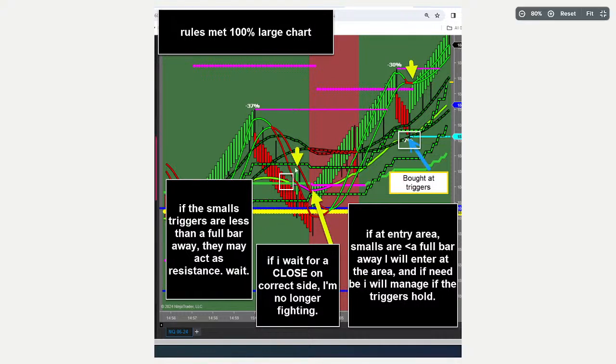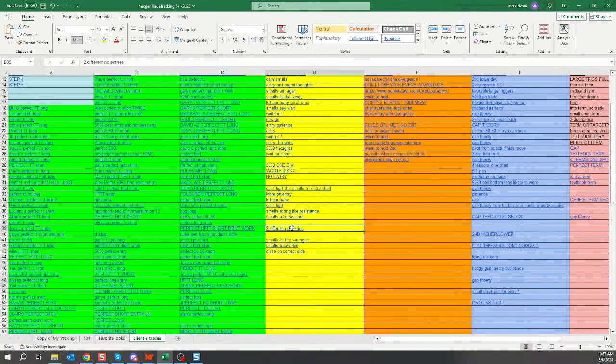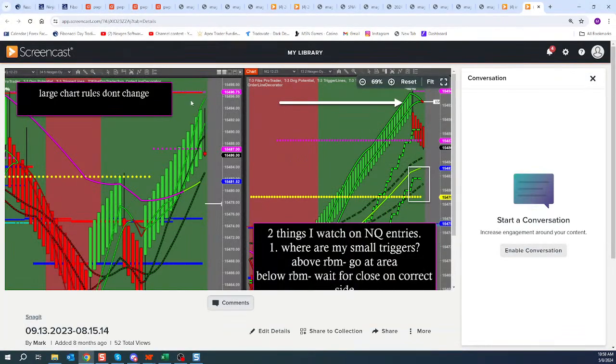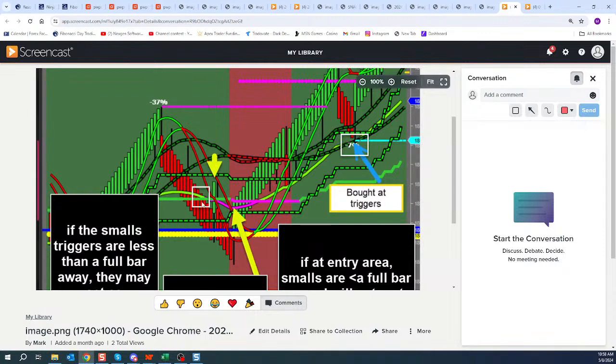If the small triggers are less than a full bar away when my area is reached, and let me do it again. Let's find another one. When price is pulling back to my area, when it reaches the area, TLC, if the small triggers are below the reversal bar marker, I don't enter. I wait, because look how they behave as resistance.